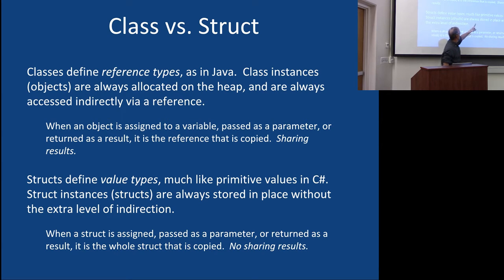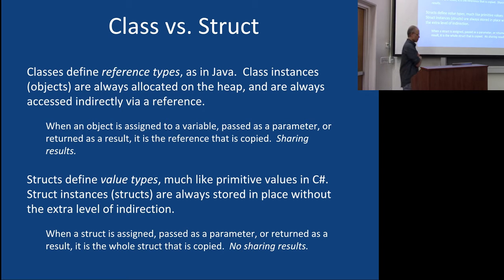And value types behave like primitive values in C# and in Java. So primitives in C# are examples of value types. When you get an instance of a struct, and there's no special word for it, so I'll just call it a struct, they're stored in place without the extra level of indirection. So when you create a struct and put it in a variable, the variable contains the struct itself. It doesn't contain a reference to the struct which is on the heap. The struct is stored in place, just like an int or a double or anything would be.